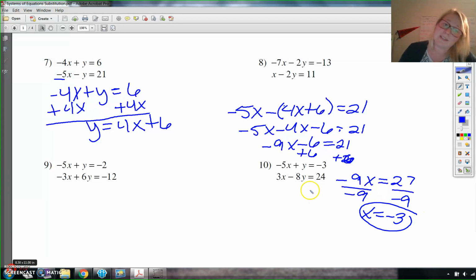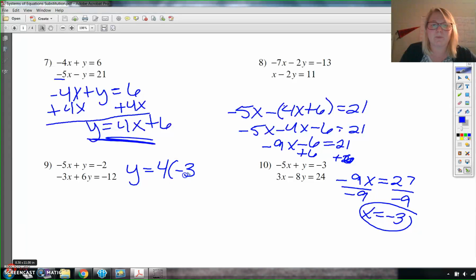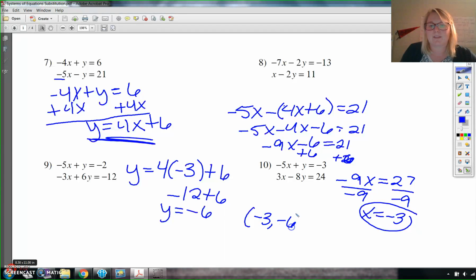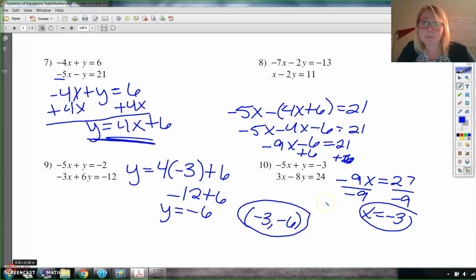Now, I know what x is, but I don't know what y is, so I've got to figure it out. So I'm going to go back over here to this equation. So y equals 4 times negative 3 plus 6. That's negative 12 plus 6, which is negative 6. So y is negative 6, so my point is negative 3, negative 6. That's a lot of work, I know, but it gives me my right answer.